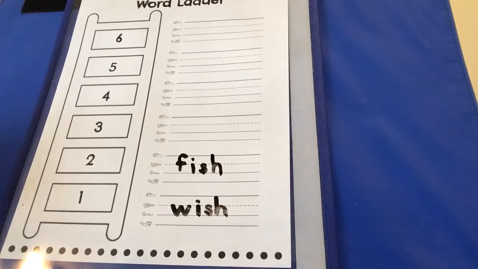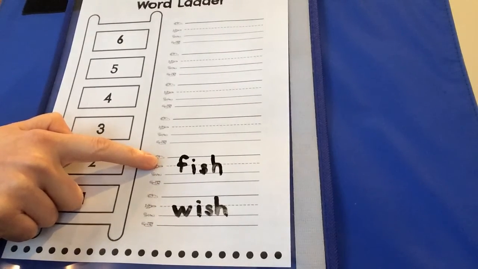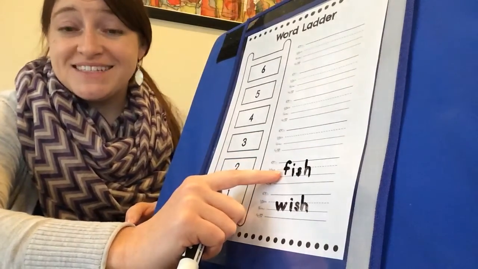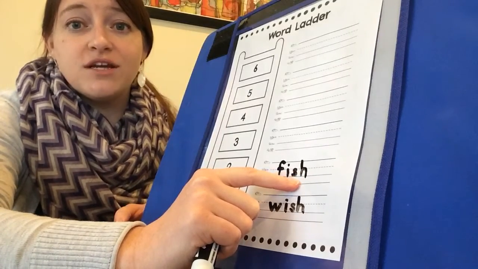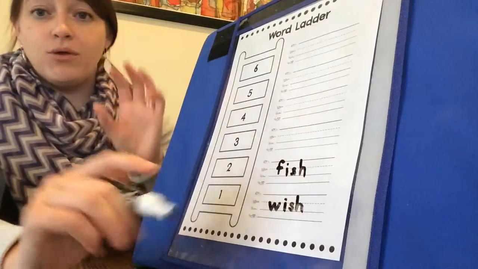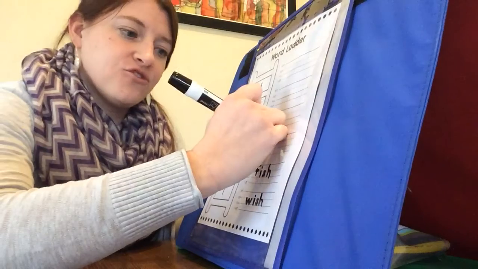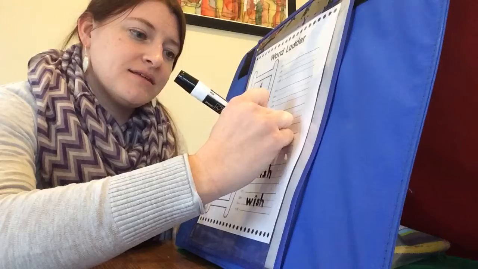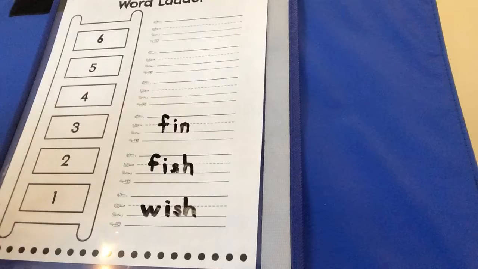So now we're going to read up our ladder. Wish, fish, and now we'll change one more sound to go to the third step. This time, instead of changing the beginning sound, we're going to change the ending sound. So instead of having sh, we're going to turn to n. So we'll write f, I, n. Let's tap it out together. I, n makes the word fin.